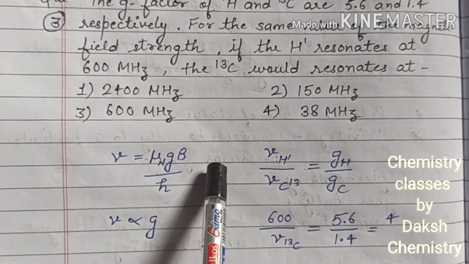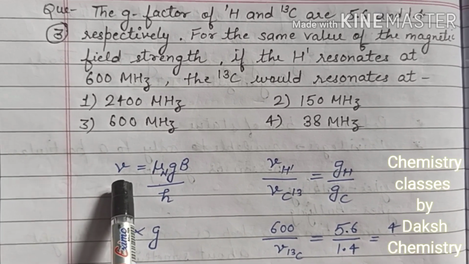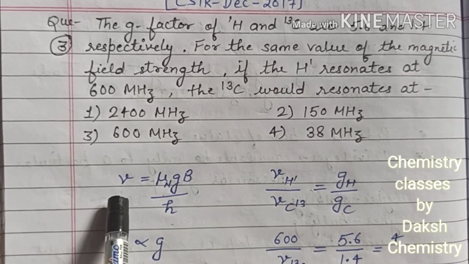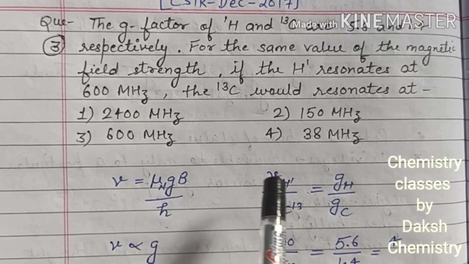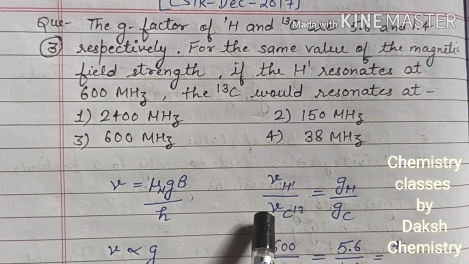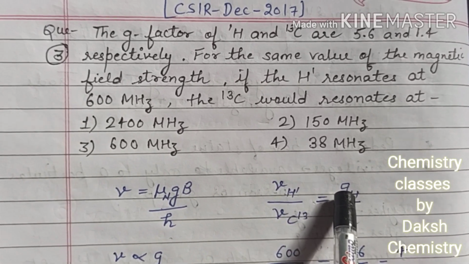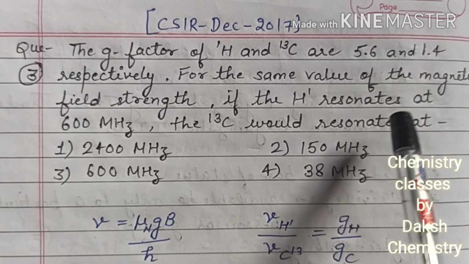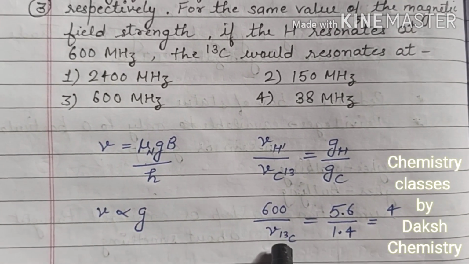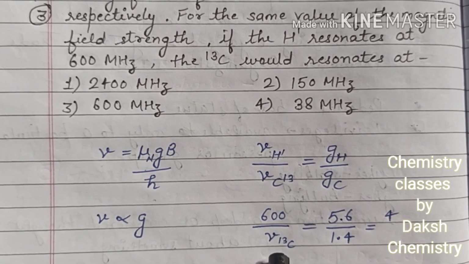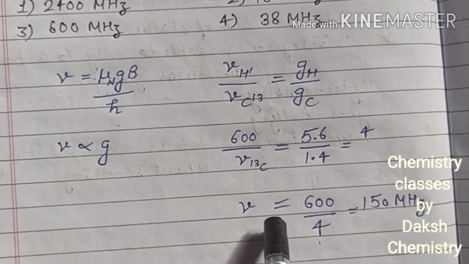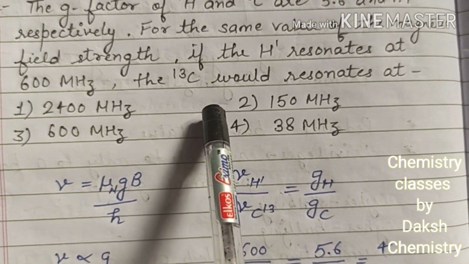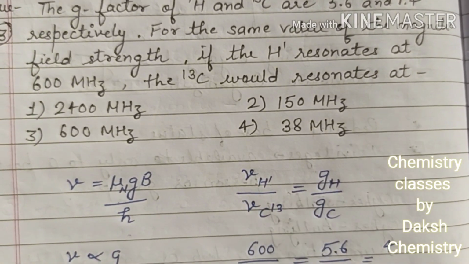By this formula we calculate our frequency. This formula directly relates frequency with the G factor: frequency is directly proportional to the G factor. So the frequency of the H atom divided by the frequency of the carbon atom equals the G factor of the H atom divided by the G factor of the carbon atom. We put these values in the formula and calculate the frequency at which C13 would resonate. We get 150 MHz, so the correct option is the second option, 150 MHz.